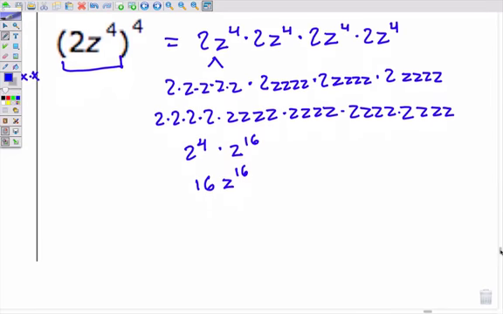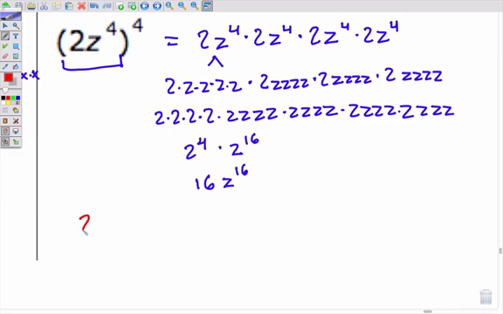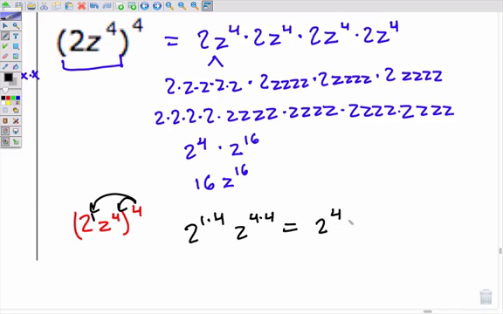Using the rule, we take that 4 and distribute it to here and to there. Well, really that was a 1 because there was nothing there. So that means 2 to the 1 times 4, z to the 4 times 4. And that's 2 to the 4th. Z to the 4 times 4 is 16. And then we already showed 2 to the 4th is 16. So final answer, 16z to the 16.